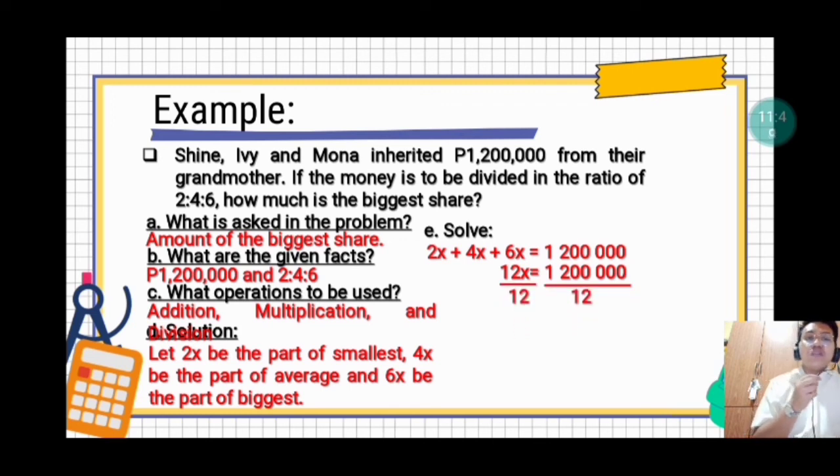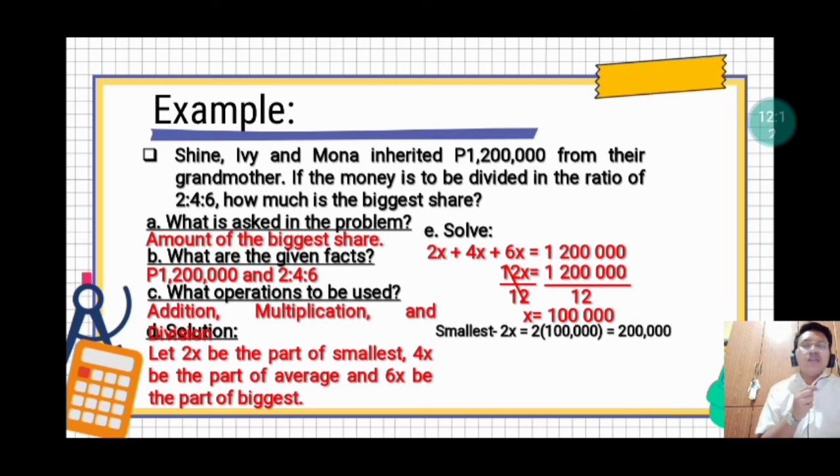So 12x divided by 12, so we need to cross it out. That would be x, bring down x, is equal to 1,200,000 divided by 12, that would be 100,000. Okay, so the value of x is 100,000. Okay, so we need to distribute now for the smallest value, 2x.